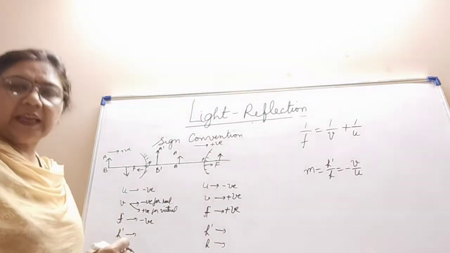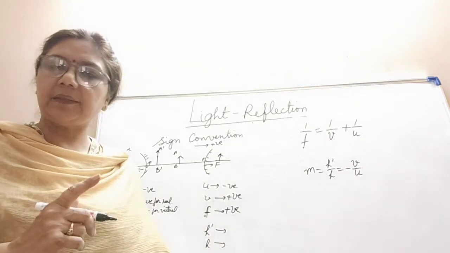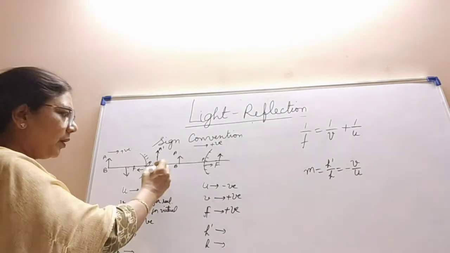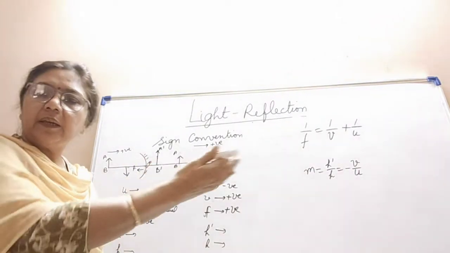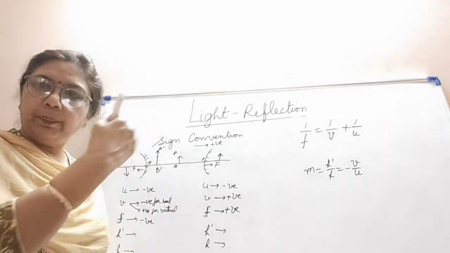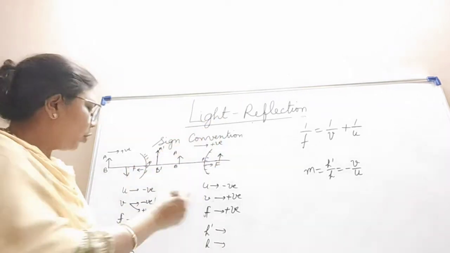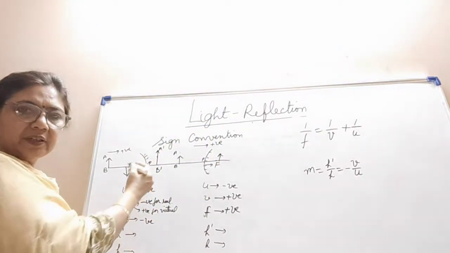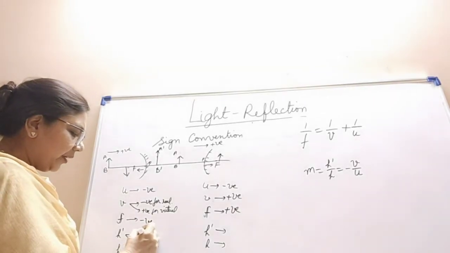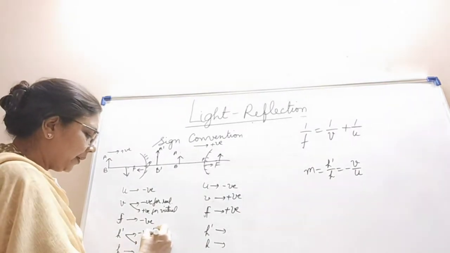Next, h dash. H dash is the height of the image. H is the height of the object. So h dash is the height of the image, because in the case of a real image, it is inverted. Okay. Below the principal axis it is negative, above the principal axis it is positive. So for a real image it is inverted, so it is below the principal axis. So in that case two possibilities are there. If it is real, then it is below the principal axis, so it will be negative.